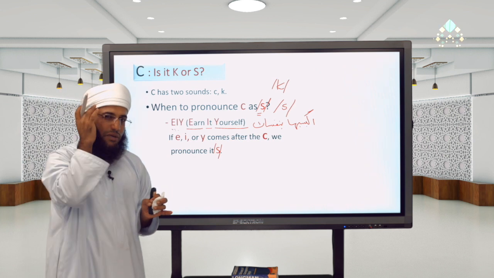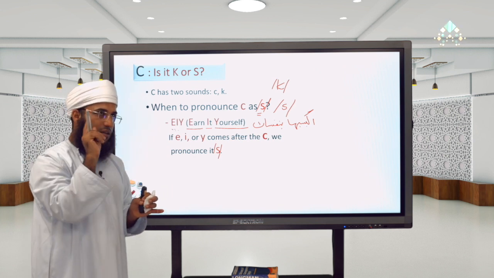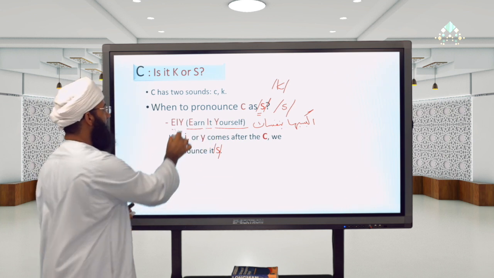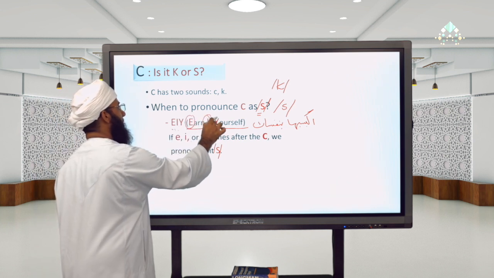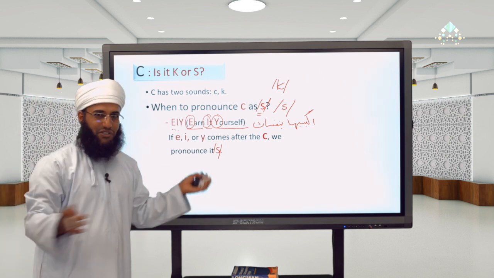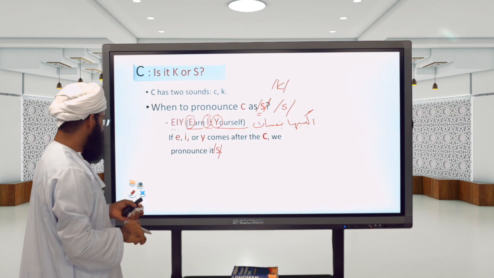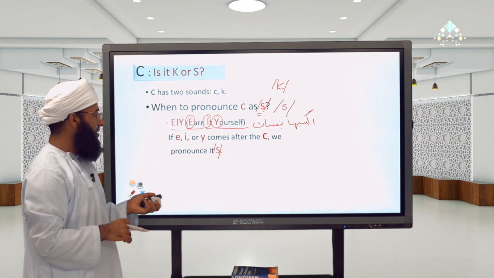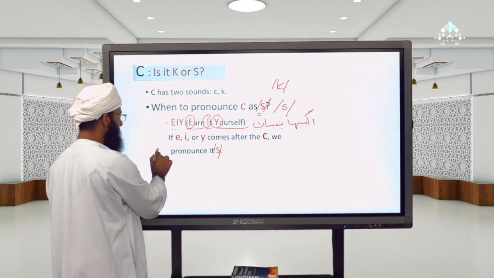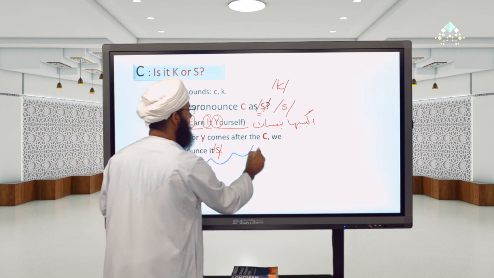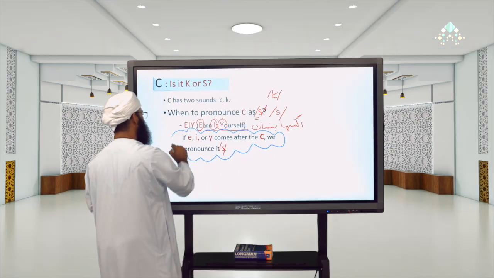Just to make it easy to remember, E, I, Y. Earn it yourself. So the first letters: E, I, and Y. اكسبها بنفسك, but you don't need to know it in Arabic, it's just to make it easy for you to memorize it. So it's actually earn it yourself. Okay, let's see more examples. So this is the rule. I want you to memorize this rule.